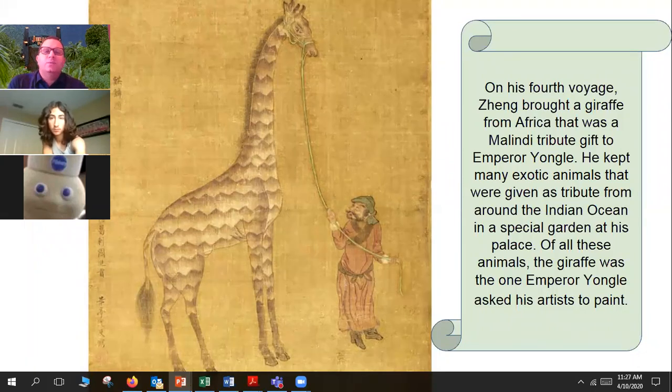And of all the animals that he brought back, the one that he was asked about the most, and the one that was the most popular among the Chinese people, was the giraffe. Probably because of its appearance, the fact that it looked so much different from some of the other animals that the Chinese had ever seen before.